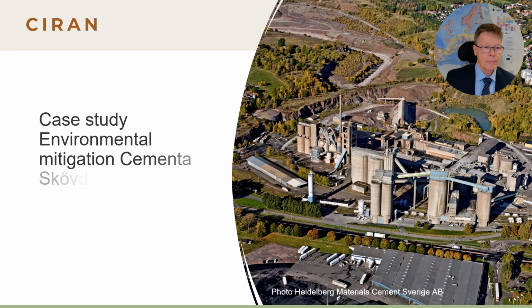To begin with, this was part of a case study within the CIRAN project to showcase how one might mitigate impact upon nature and surroundings by making compensation measures. What we see here on the right is the industrial area of the cement production facility, which builds upon limestone. So limestone must be extracted in order to be transformed into cement.